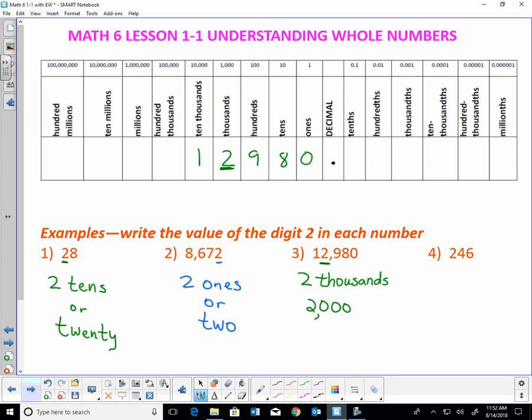246. The value of the 2 in this number is clearly in the hundreds position. So there are 2 hundreds, or the value of it is 200. So as you can clearly see, there's a couple of different ways to say what the value is, but it is clear the value is whatever the place value of that particular digit happens to be, and we use our place value chart to be able to determine that.